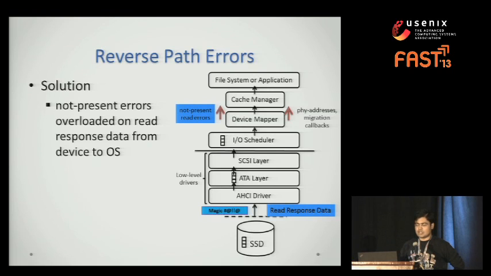So the solutions which we proposed were, for the not present read errors, we overloaded the not present read errors on the data path from the device back to the operating system. What we did was, the device returns a magic pattern, and when that pattern is received by the cache manager, it identifies it as a block which has been evicted, and then goes back to the underlying disk tier to read that block from the underlying disk tier.